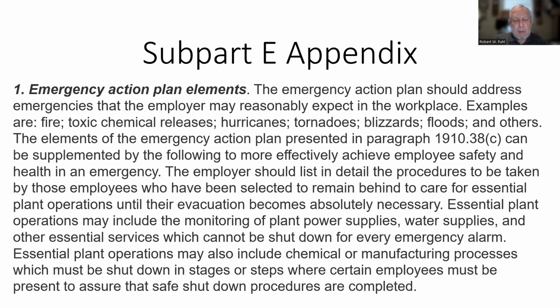Essential plant operations may also include chemical or manufacturing processes which must be shut down in stages or steps where certain employees must be present to ensure that safe shutdown procedures are completed. But again, they can stay there only until the evacuation becomes necessary.